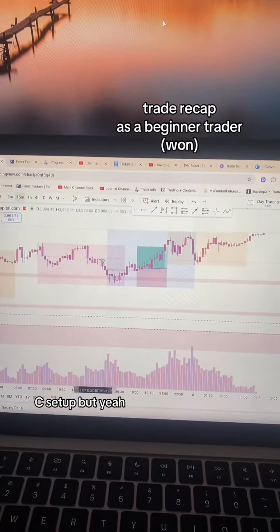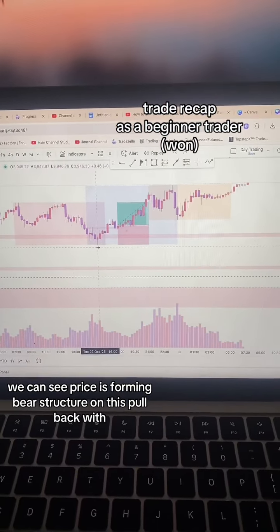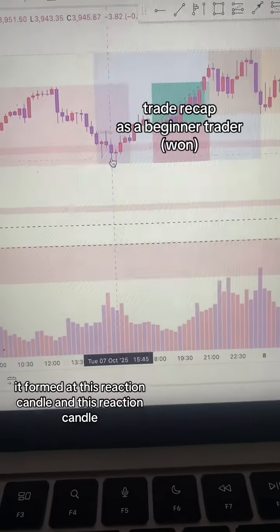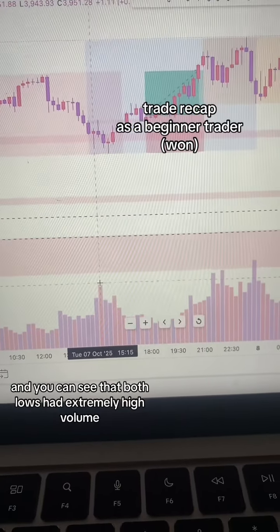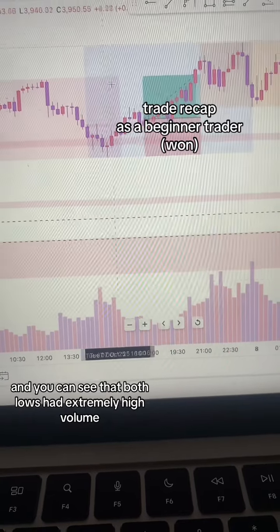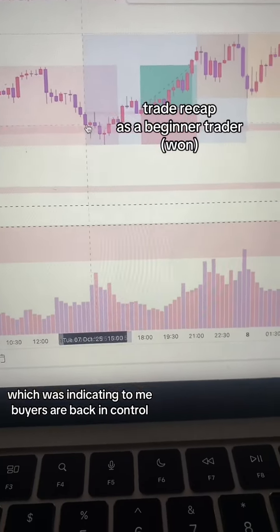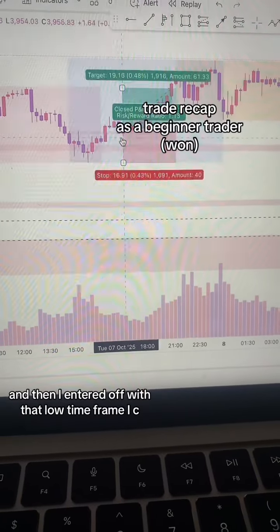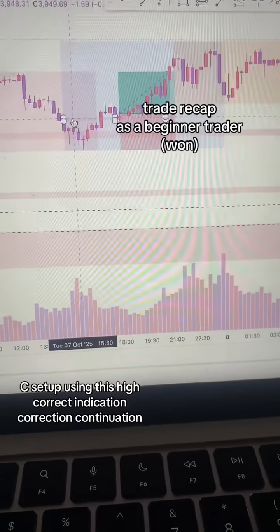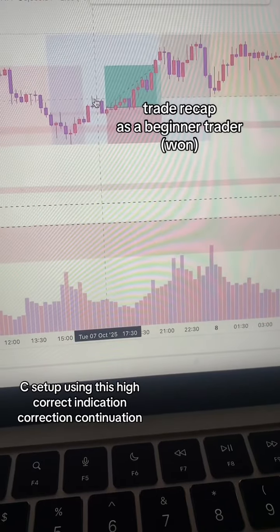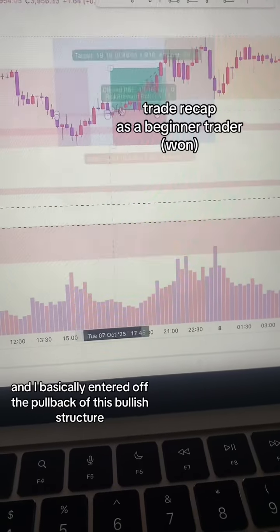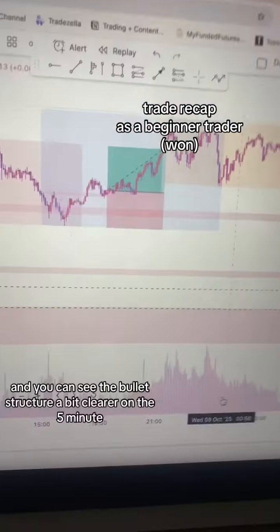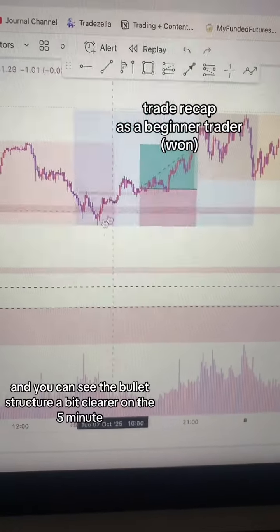But yeah, we can see price is forming bearish structure on this pullback, on this correction back below this level. It formed this reaction candle and this reaction candle, and you can see that both of those had extremely high buyer volume, which was indicating to me buyers are back in control. It started forming bullish structure back above this level, and then I entered off of that low time frame ICC setup using this indication, correction, continuation, and I basically entered off the pullback of this bullish structure on the continuation. And you can see the bullish structure a bit clearer on the 5-minute.